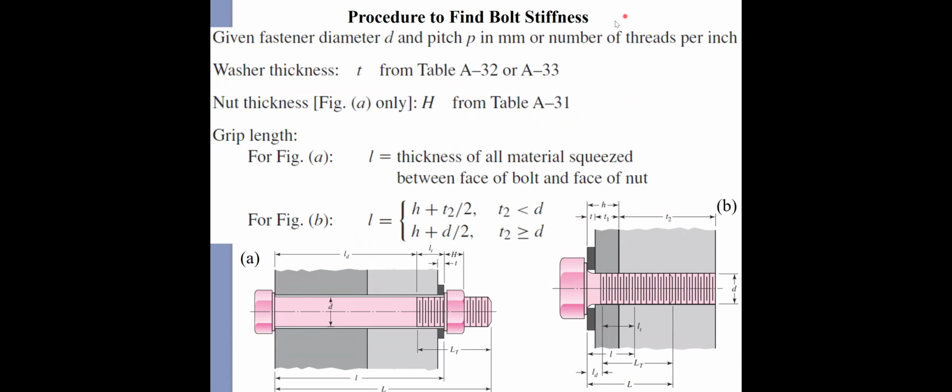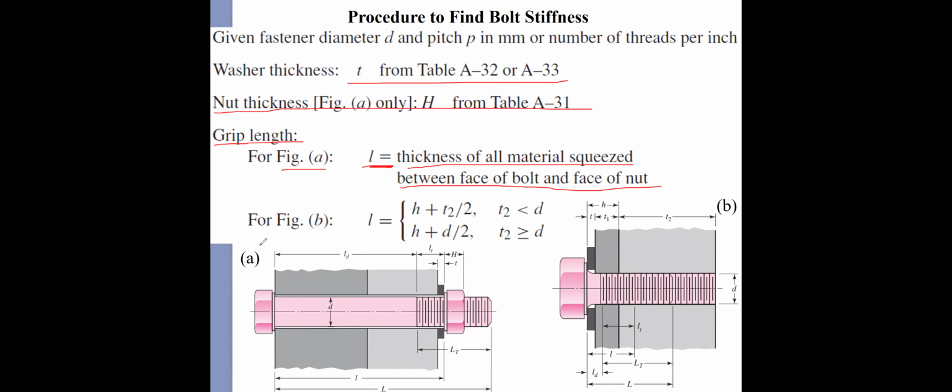So there are some definitions for the bolt stiffness, how to find it. We can look up some tables from our textbook to find the thickness of the washer and the nut thickness, and the grip length. For figure A, L is the thickness of the material squeezed between the face of the bolt head and the face of the nut.